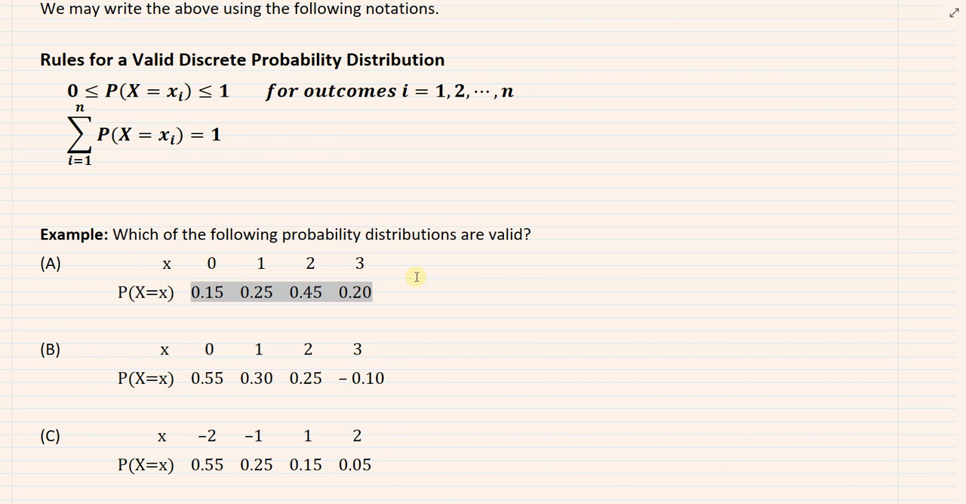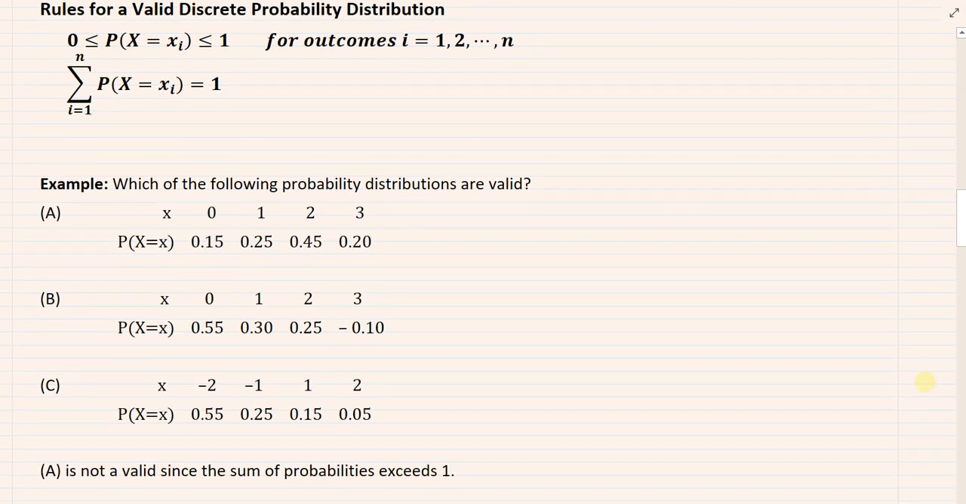So if I add up all of the probabilities in part A, I get 15 and 25, that's 40, and 45, that's 85, and 20, that exceeds 100%. Individually, they're fine. They're between 0 and 1. So the first rule is met, but the second one is not. So A is not a valid probability distribution, because the sum of the probabilities surpasses 1.